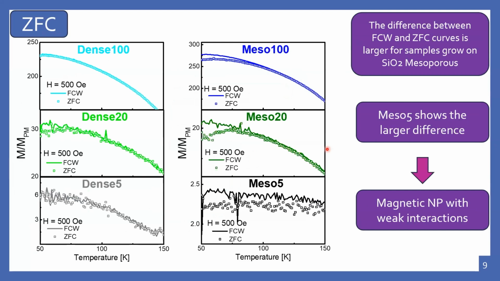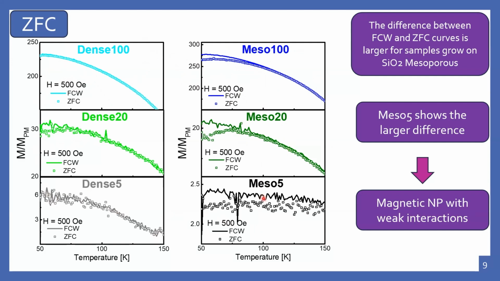I bring you here, if you want to interpret it, if you have magnetic nanoparticles, you can compare field cooling and zero field cooling curves. In the dense case, as you can see here on the left, there is no difference between the 2 curves, or just a little, like here. But for the meso sample, as you can see here, the difference is very clear. And this difference increases as you decrease the thickness.